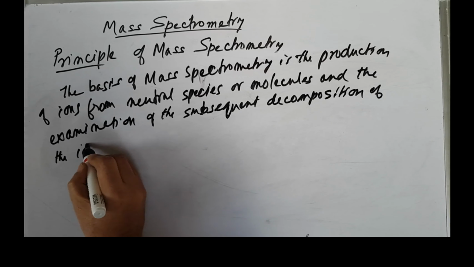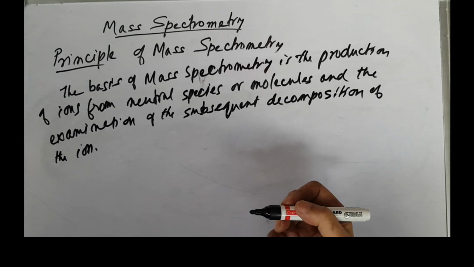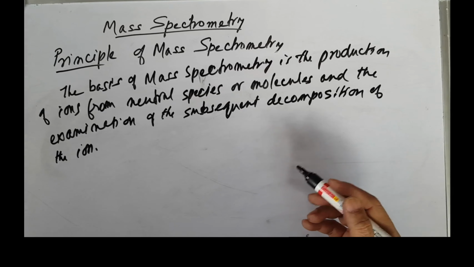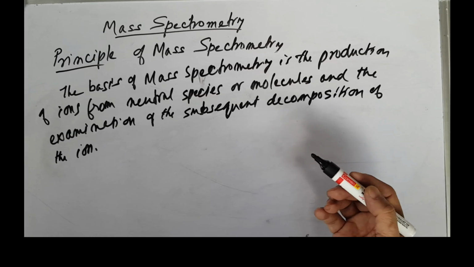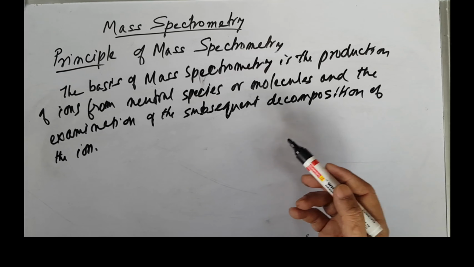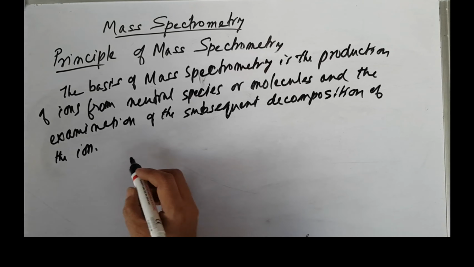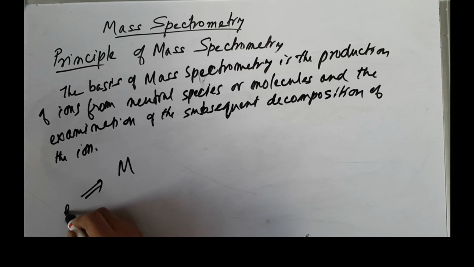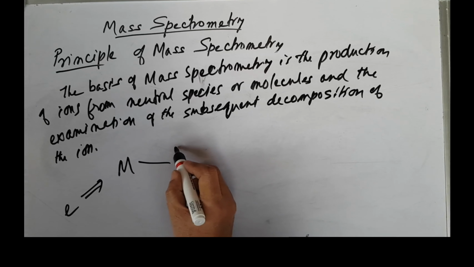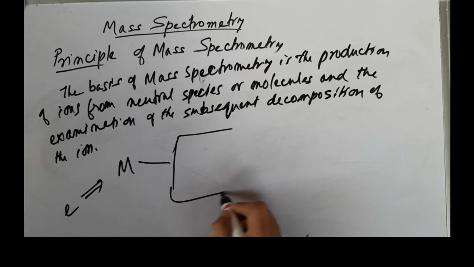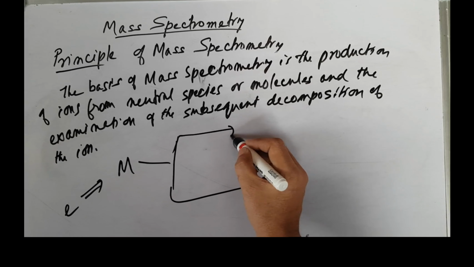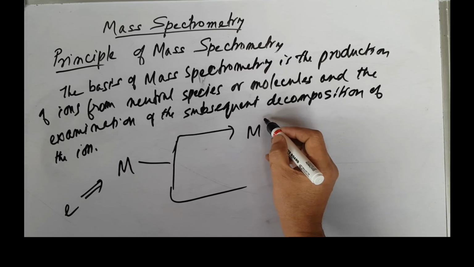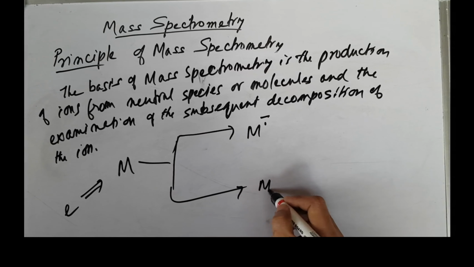Okay. So the basis of mass spectrometry is the production of ions from neutral species or molecules and examination of the subsequent decomposition of these ions. In mass spectrometry, neutral molecules or species are bombarded with high energy electrons. When the molecules are bombarded with high energy electrons, two types of species can be formed. First one is anion radical, and second one is cation radical.